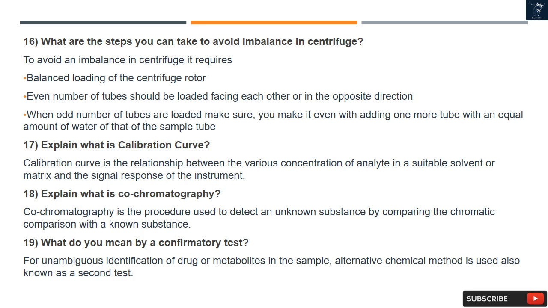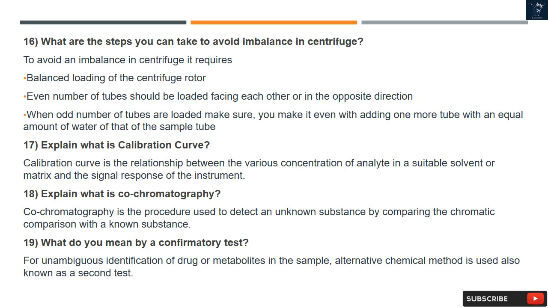17. Explain what is a calibration curve. A calibration curve is the relationship between the various concentrations of analyte in a suitable solvent or matrix and the signal response of the instrument. 18. Explain what is co-chromatography. Co-chromatography is the procedure used to detect an unknown substance by comparing the chromatographic comparison with a known substance.